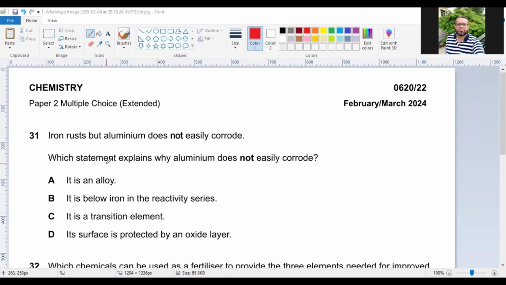This is question number 31. Iron rusts, but aluminum does not easily corrode. So the corrosion occurs in iron, but not in aluminum. Which statement explains why aluminum does not easily corrode?